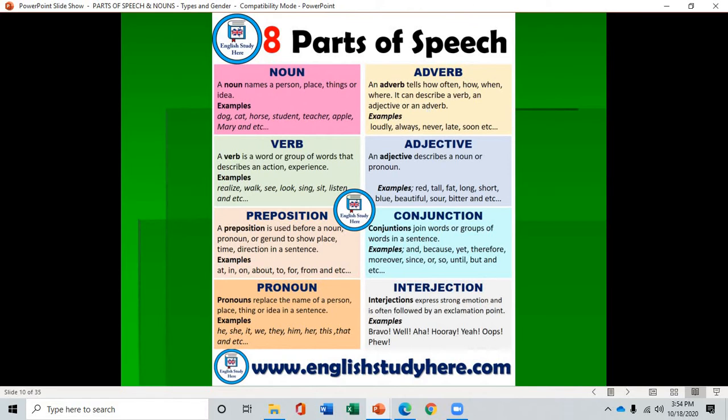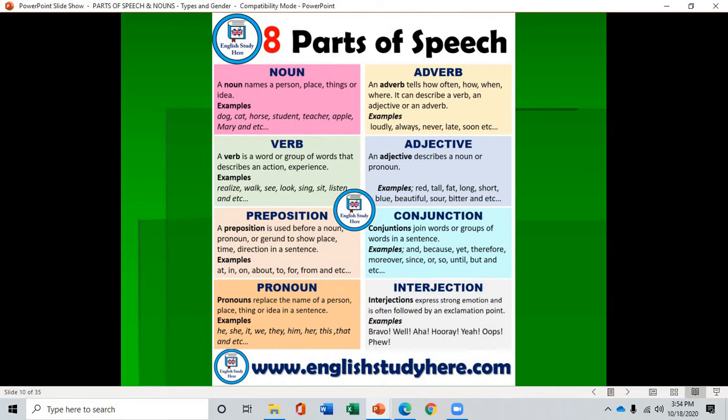Next, adjective. So, if the adverb describes the verb, now adjective describes a noun. So, dinidescribe niya yung tao, bagay, hayop, okay, lugar, pangyayari, or idea. Okay, example. So, examples we have red, tall, fat, long, short. Beautiful, sour, bitter. So, every word that describes a noun, it means that is an adjective.